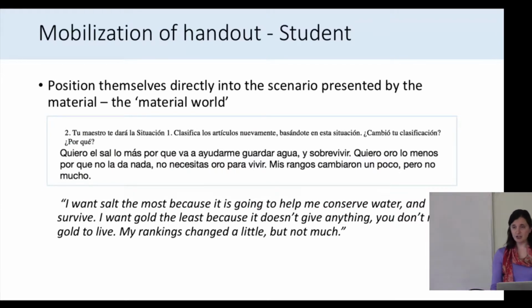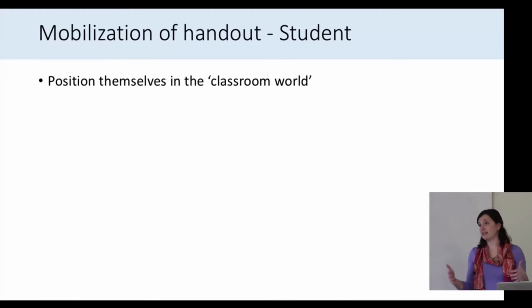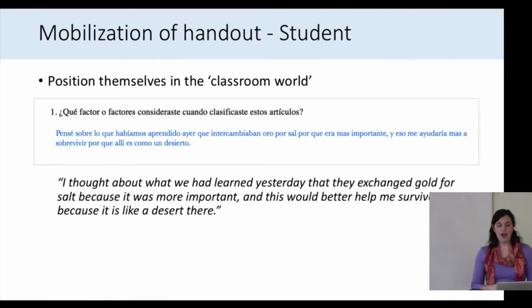And this is in contrast to another student who fully positioned herself in the classroom world. And she did this by responding, when asked what factors she considered, she said, "I thought about what we had learned yesterday, that they exchanged gold for salt because it was more important, and this would better help me survive because it's like a desert there." And so she is using this material as an opportunity to show her knowledge and maintain within the classroom world, other than the majority of the students who really, it wasn't like they were performing for the teacher.